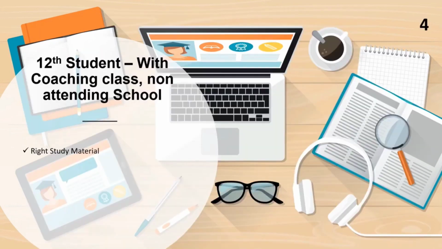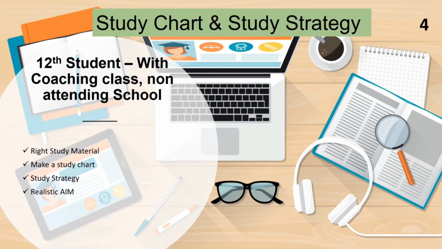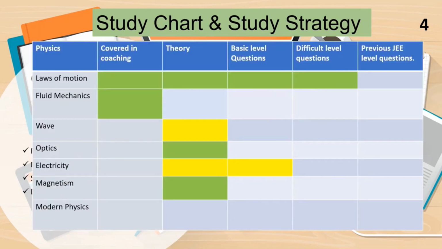If you are in 12th class, you have joined the coaching class, and if you are in non-attending school, we are going to cover 4 things. First is the right study material, study chart for your tracking, study strategy, and then realistic aim of the rank and the marks that you should try to get. Since we have already covered the study material in a detailed video, you can find the link in the description. We will talk about study chart and study strategy in this particular video.